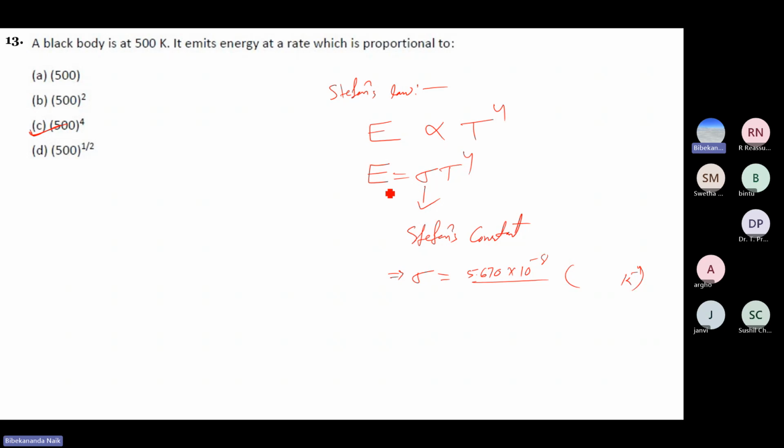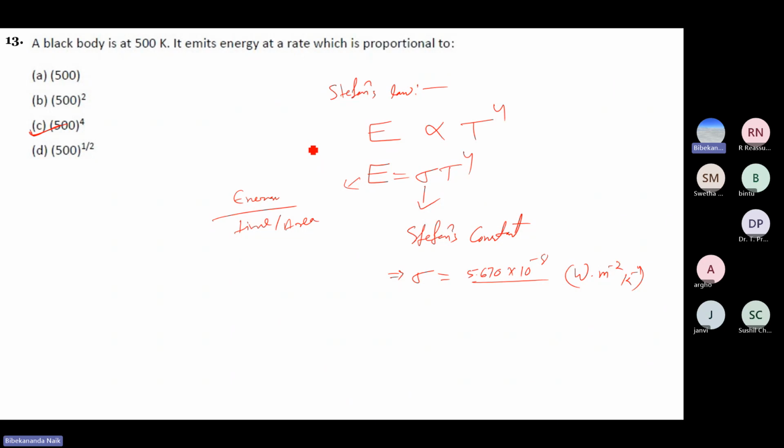And this E, what is this E? This E is the rate of emission of energy, that is energy per unit time per unit area. Energy per unit time is power and the unit of power is watt. So watt per unit area will be meter minus 2. So the value of Stefan's constant is sigma equals 5.670 into 10 to the power minus 8 watt meter minus 2 Kelvin minus 4. So this is Stefan's constant and Stefan's law.